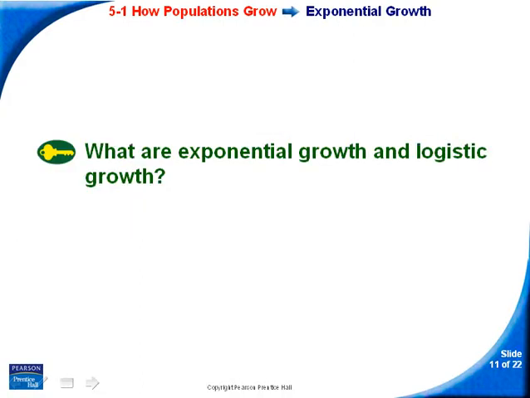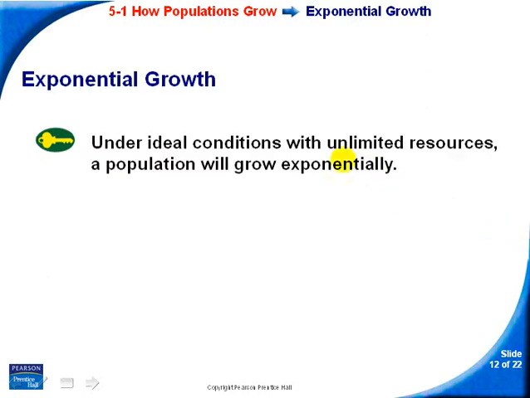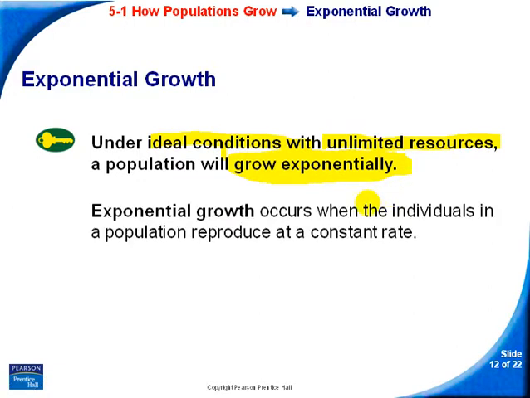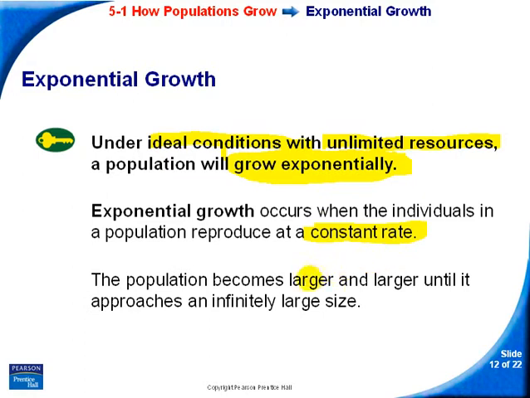So when we measure this growth, there are two types that we're going to look at: exponential and logistic. Under exponential growth, essentially, a population will just grow and grow and grow, exponentially. You're going to see a graph here that explains this. If you have unlimited resources, basically ideal conditions, they'll just keep growing. There's nothing to stop them. Now, to grow at this rate, you have to have a constant rate of reproduction. And like we said, the population becomes larger and larger until it would become an infinitely large size.